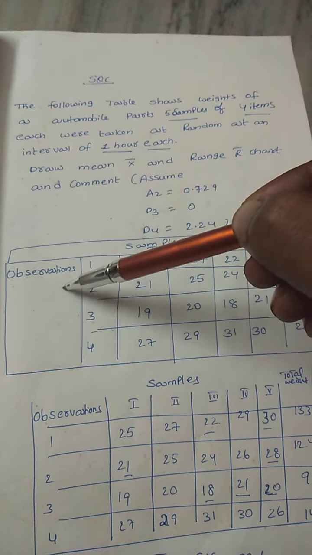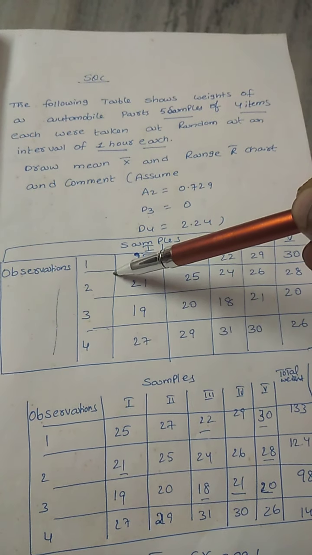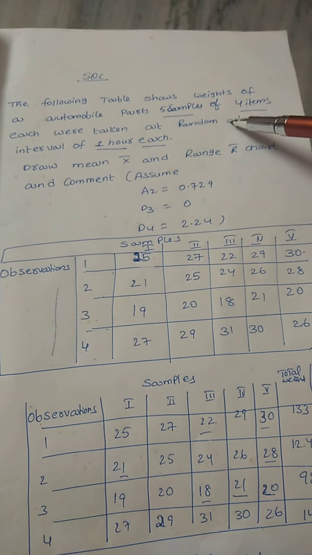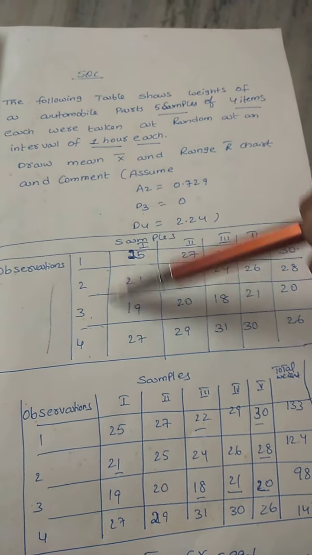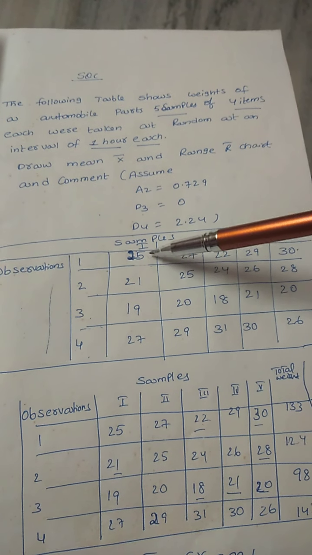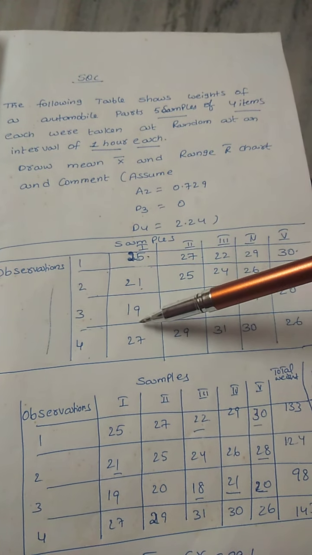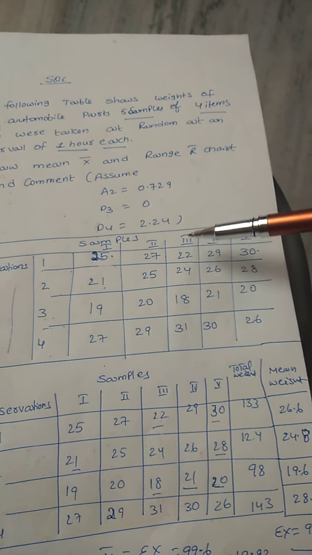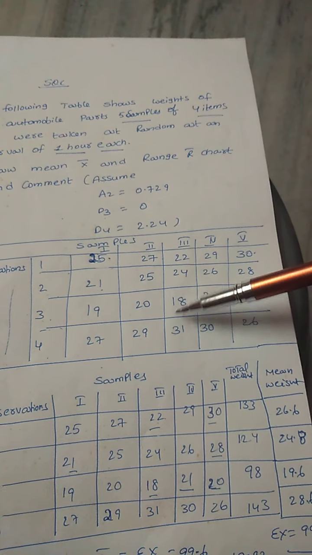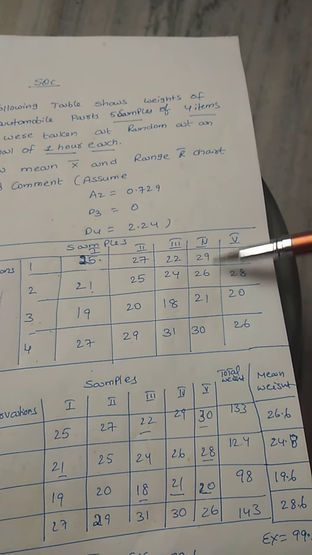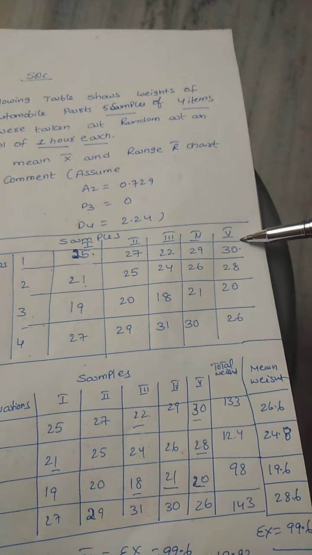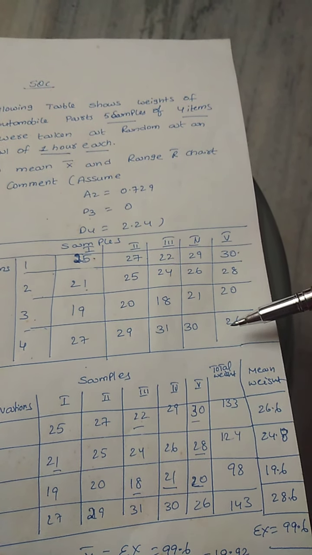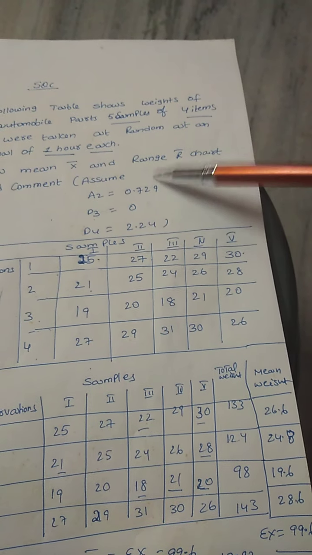The given information: we have 4 observations, 1, 2, 3 and 4. They are given 5 samples of 4 items. Let us take the first sample 25, 21, 19, 27, second sample 27, 25, 20, 19, third sample 22, 24, 18, 31, fourth sample 29, 26, 21, 30, and fifth sample 30, 28, 20 and 26. They are asking us to find the X bar and R chart.